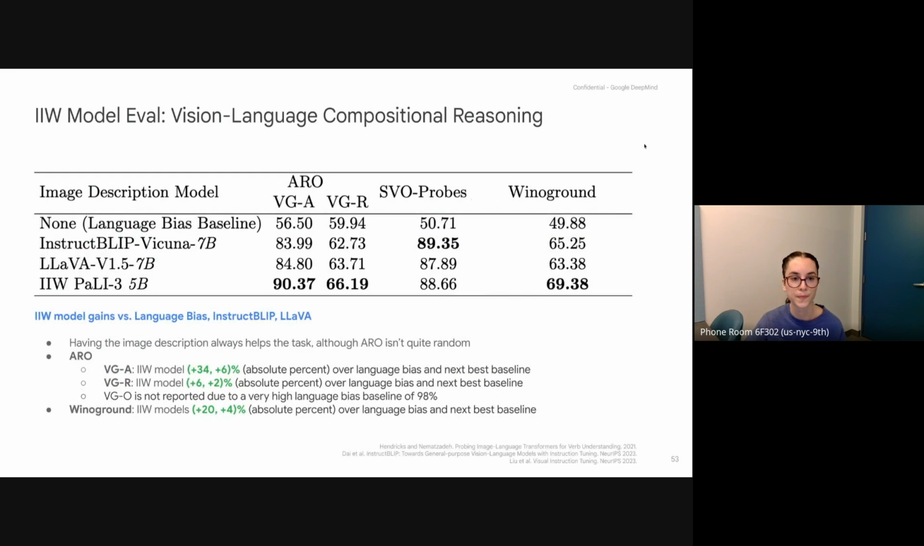Next. So looking at our results, we compare our ImageInWords model to prior works like LLaVA and InstructBLIP. We also have an important bias baseline, which is this first row here, where, Roopal, could you actually go back for one slide for a second?